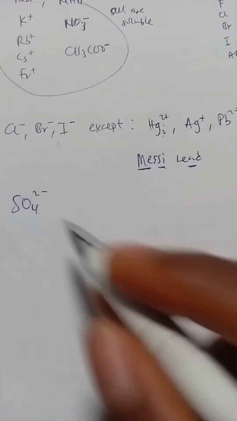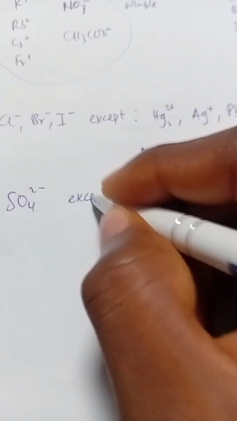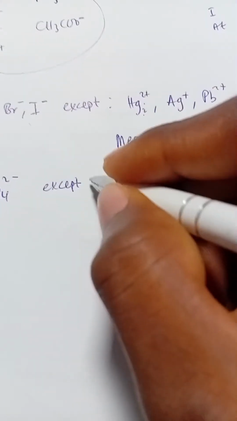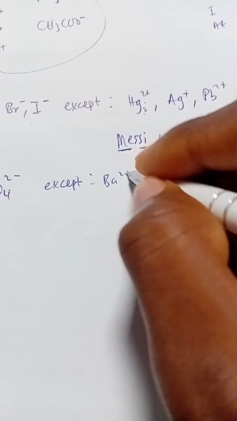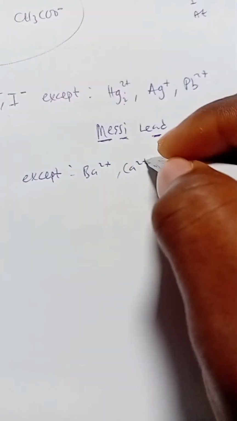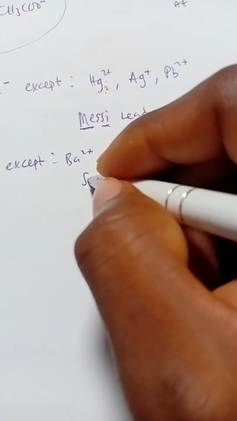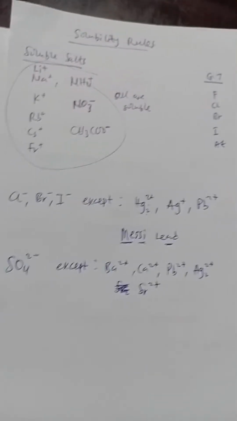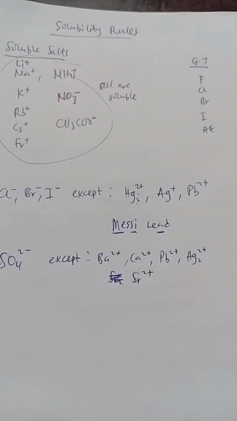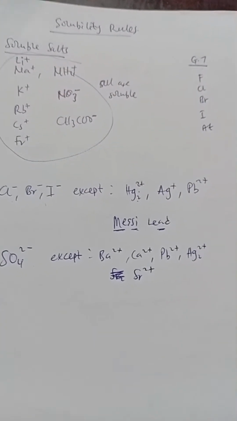So we've seen that we have one more, SO4 2-, sulfate. This one too has exceptions. The exceptions here are Ba2+, Ca2+, Pb2+, mercury is here again, and then we have strontium. So these solubility rules, you have to take note of them.